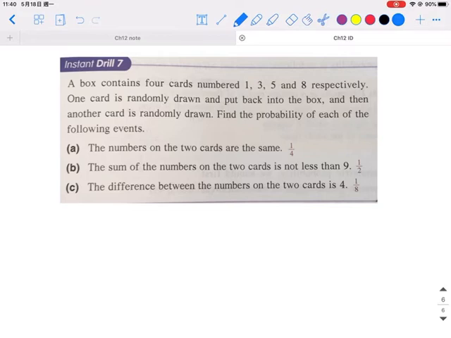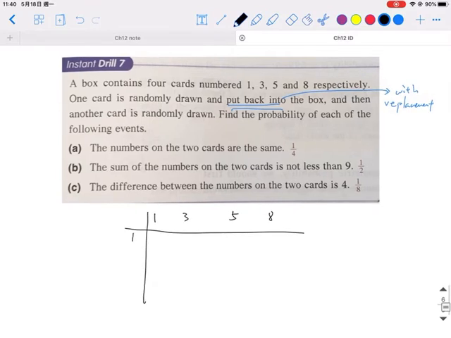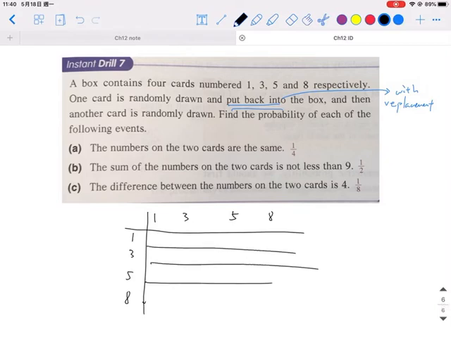One card is randomly drawn and put back. So it's a very important phrase, put back. That means it is with replacement. And then another card is randomly drawn. So find the probability of the following situations. First of all, we need to draw a table. The row is 1, 3, 5, 8, and the column is 1, 3, 5, 8 also. This time it will happen that we have double 1 or double 3 also. So we need not cross out the diagonals.